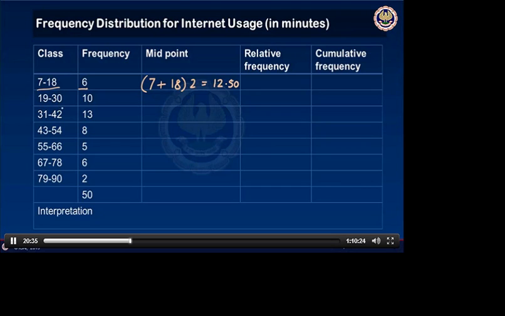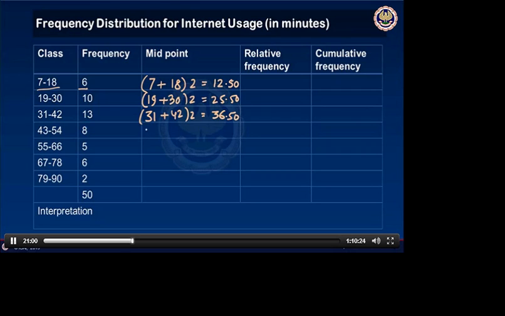So this is 19 and 30. So 19 plus 30, that is 49, divided by 2, which comes to 25.5. So similarly, this will be 31 plus 42, and then we'll be dividing this by 2. So we get 36.5.